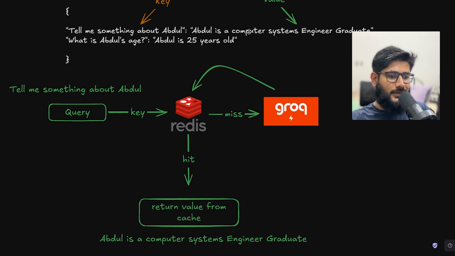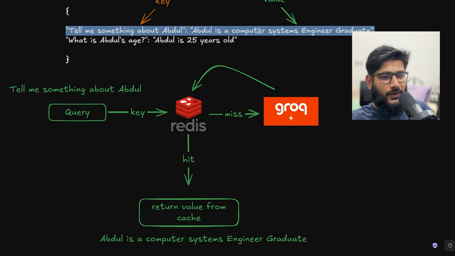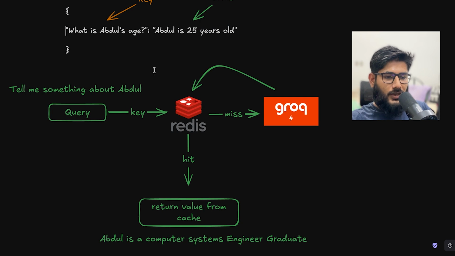Now let's suppose we don't have this data. We don't have this available in our cache. Now I will pass the same query again. This time the Redis has no idea about Abdul. So it will now hit the Groq API, and whatever response we get from our LLM, we will store it in our Redis and then display it on our front end as well.